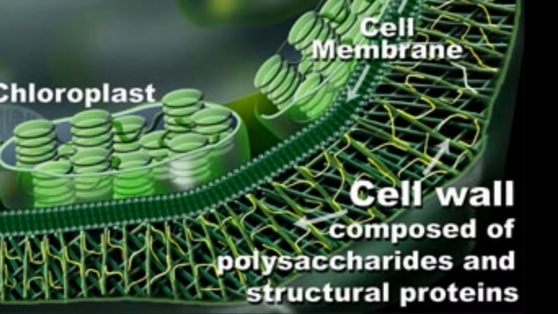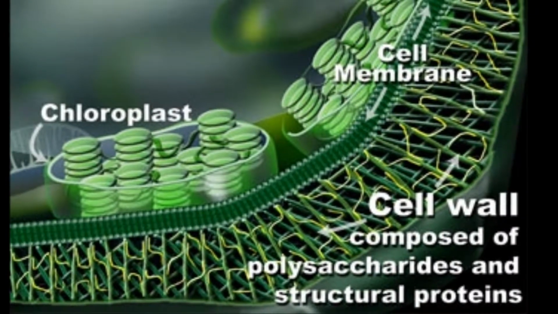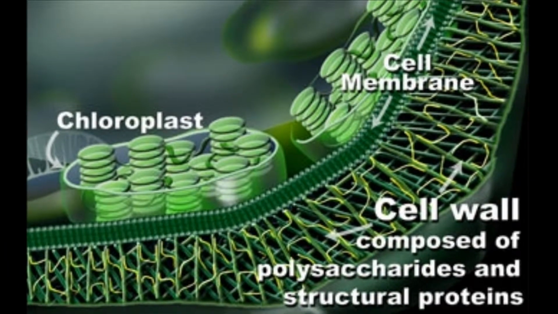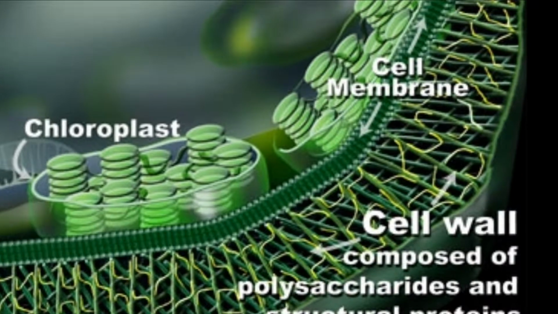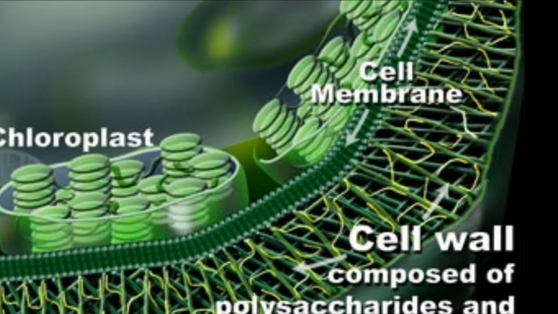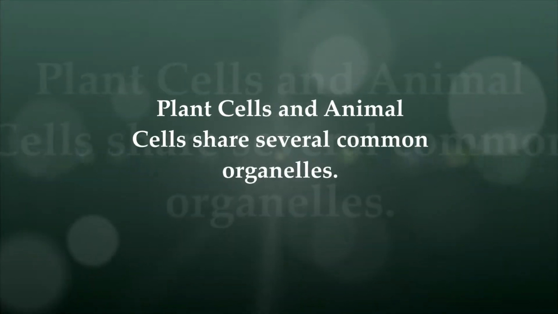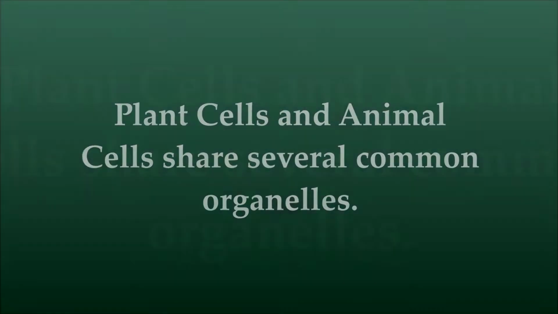Cell walls are only found in plant cells, and they help maintain the cell's shape and protect it from any damage. Beyond the cell wall is the cell membrane, also known as the plasma membrane, which is present in both plant and animal cells, and it encloses the cell. Plant cells and animal cells share several common organelles, one of which is the nucleus.